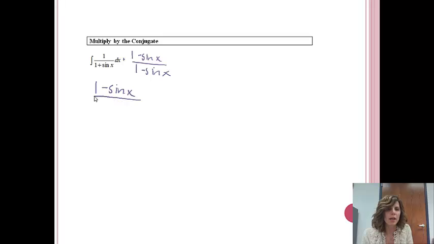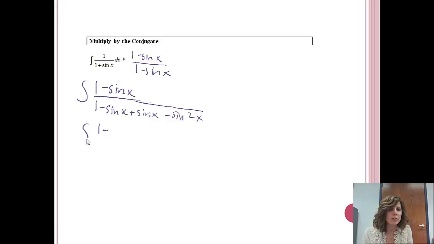Okay, up top, when I do 1 times 1 minus sine x, I'm going to get 1 minus sine x. And then down below, I will have to FOIL. I'm going to get 1 minus sine x plus sine x minus sine squared x. Okay, and then I'm going to have, this is an integral of course, 1 minus sine x over, these cancel, so I'll just be left with 1 minus sine squared x.